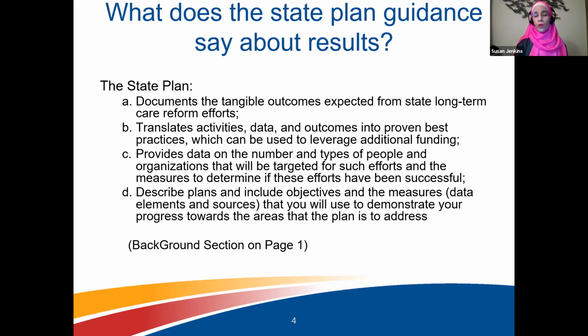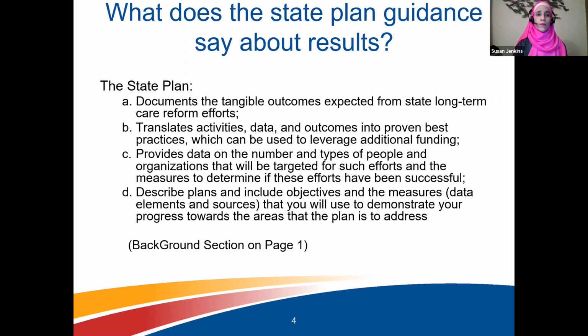So not just what we're doing or how much of that we're doing, but is what we're doing successful in improving the organizations that serve older adults, as well as the lives of those older adults, the communities in which they live, their family members and caretakers. And D talks about the plan should describe objectives and measures and progress towards the areas that the plan is to address. So knowing where we started and where it is that we want to go and how far towards that goal did we get.